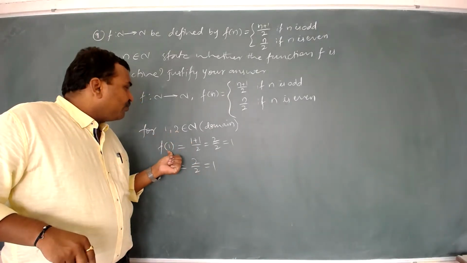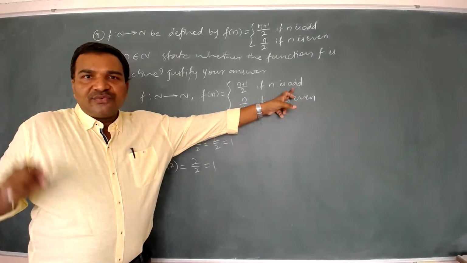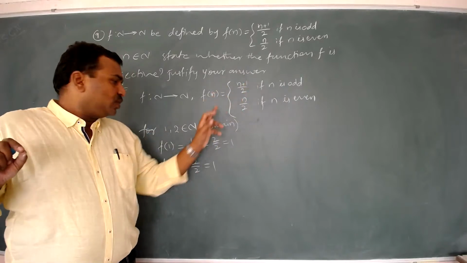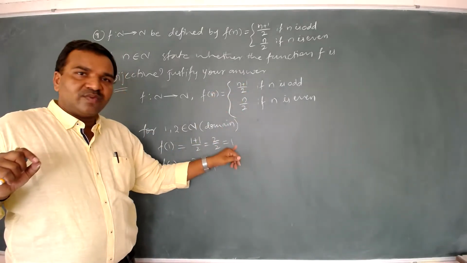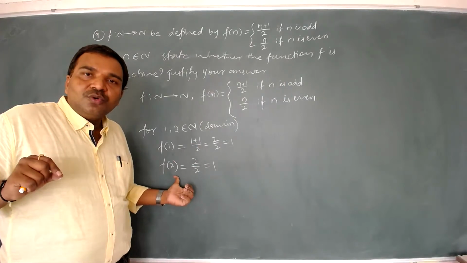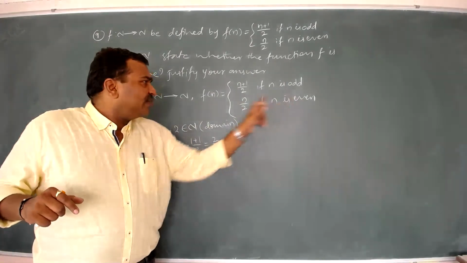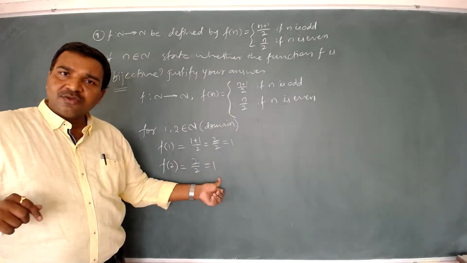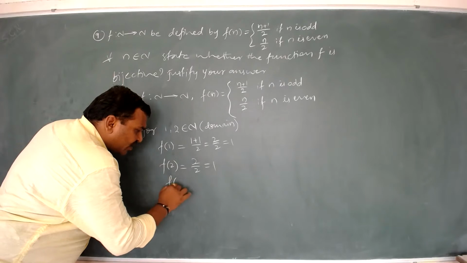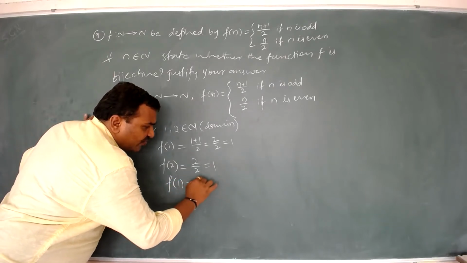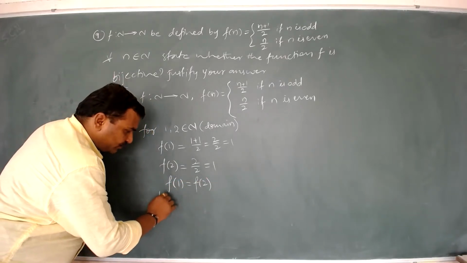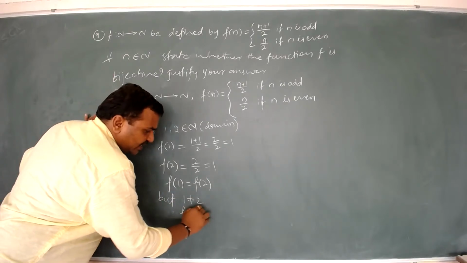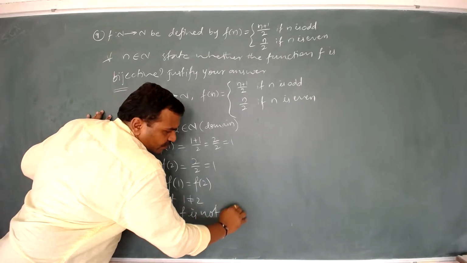Here, f of 1. 1 is odd. If n is odd, then we have to take the function as (n plus 1) by 2. Put n value 1. 1 plus 1 by 2. Answer is 1. Next, I am taking f of 2. 2 is even. If n is even, what is the function value? n by 2. So that is 2 by 2. Answer is also 1. What is the conclusion? f of 1 is equal to f of 2. But 1 not equal to 2. Therefore, f is not 1-1.